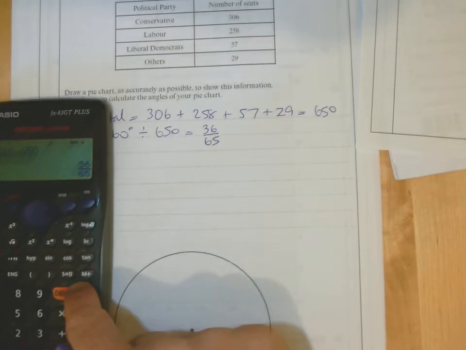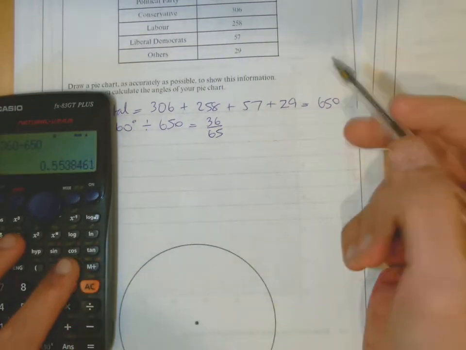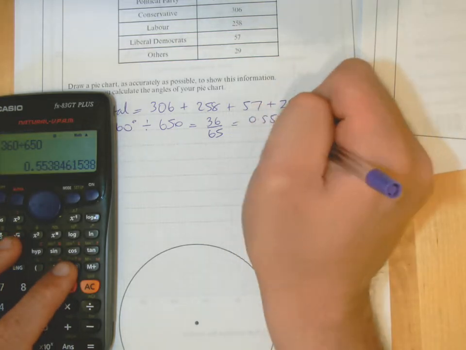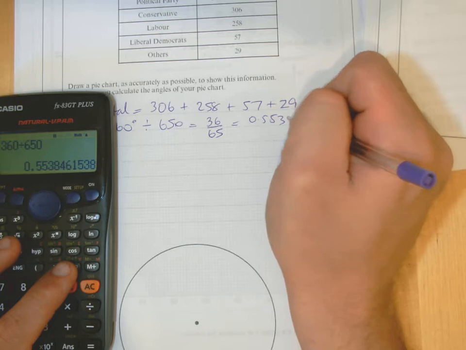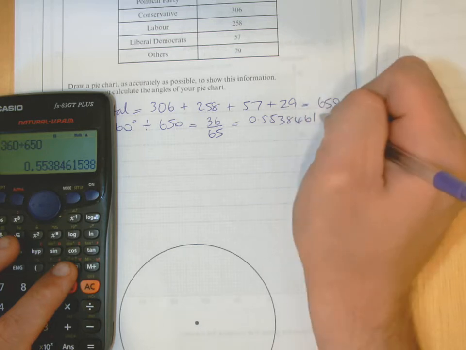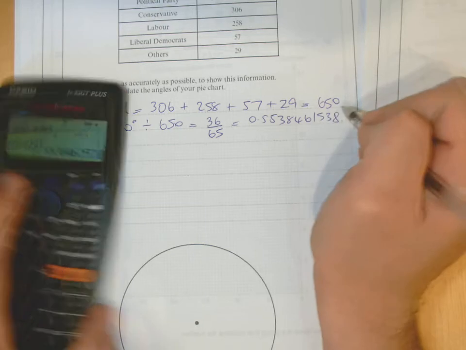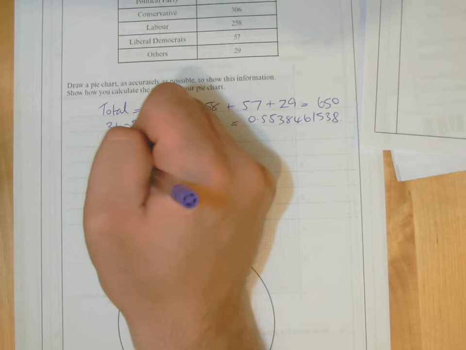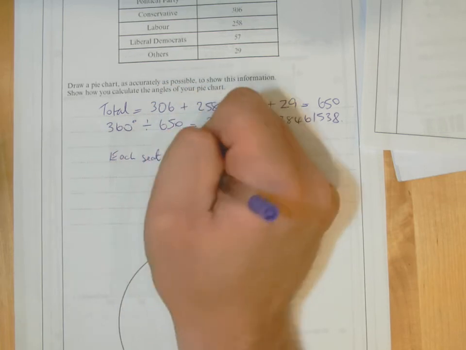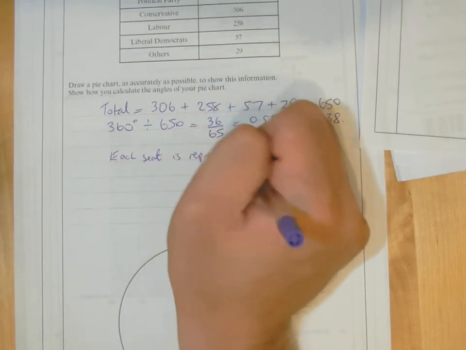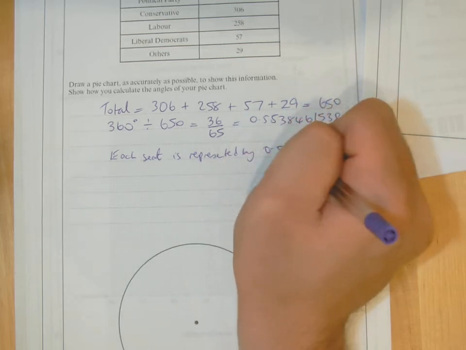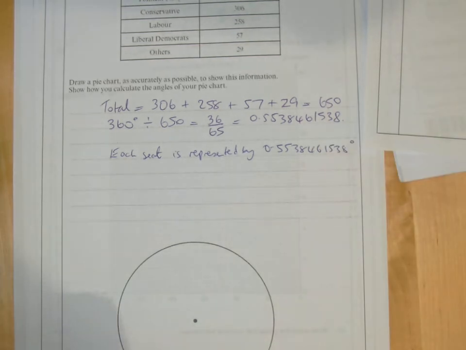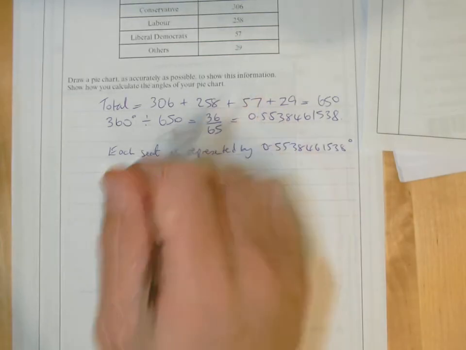Now, you might find it easier to put it as a decimal, right? You might see that a bit clearer. You could put that down. And it does say as accurately as possible, doesn't it? So as long as you've got a number of decimal places here, that's going to be as accurately as possible. So basically each seat is represented by 0.553864 degrees, so it's a fraction of a degree.